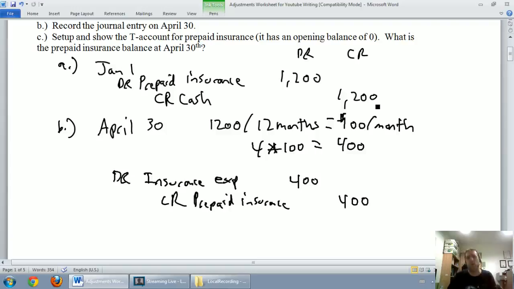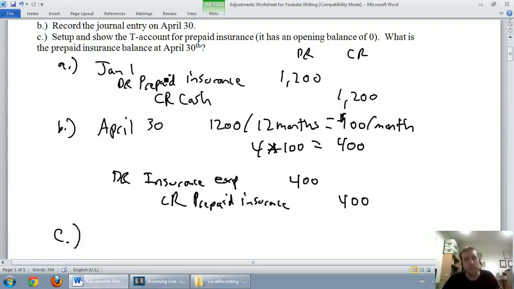This is an unusual journal entry. And again, it's not triggered by anything external. It's triggered by our fiscal year end. Once you've done a lot of accounting, you'll see that we review our insurance and we figure out how much is prepaid at year end. That's just a standard operating procedure. But when you're just learning accounting, it can be a tricky concept. I hope I've explained it well. Let's just wrap this problem up by doing part C.